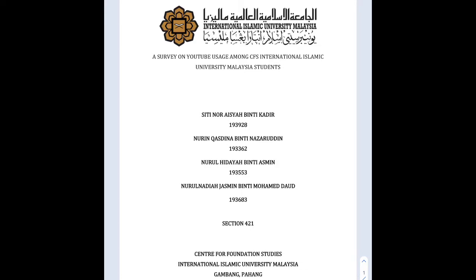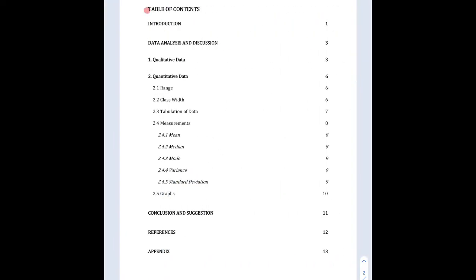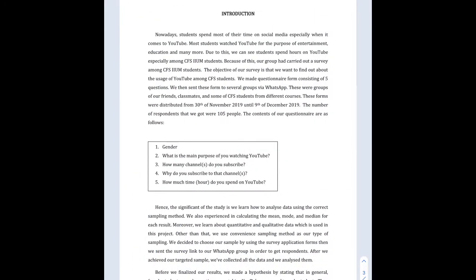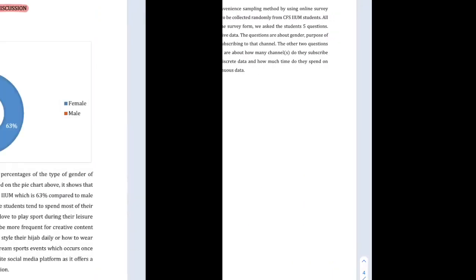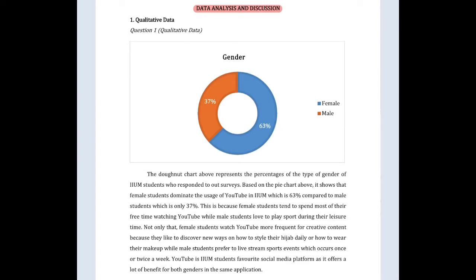So first of all, you need to have a cover page like this. Second, you need to have a table of contents where you should have all of the titles together with the number of pages. Next is the introduction. If you read all of this introduction, basically you can get this information from the proposal. Next is data analysis and discussion.